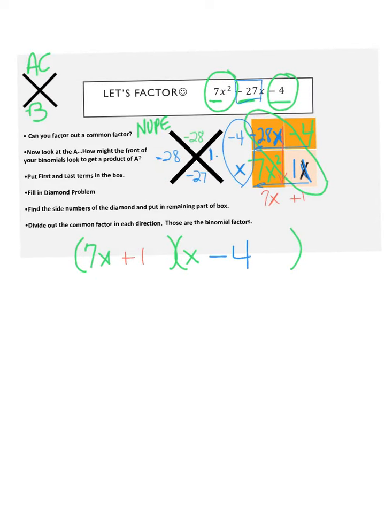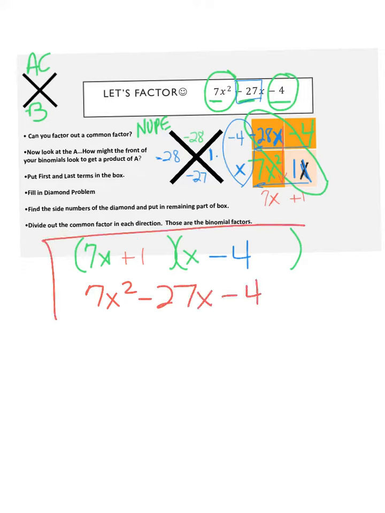So 7x plus 1 times x minus 4 is the same thing as 7x squared. Minus 28 plus 1x is minus 27x. 1 times negative 4 is negative 4. These are the same. This is the factored form, and this is the standard form.